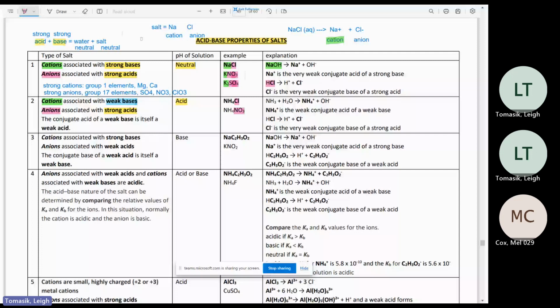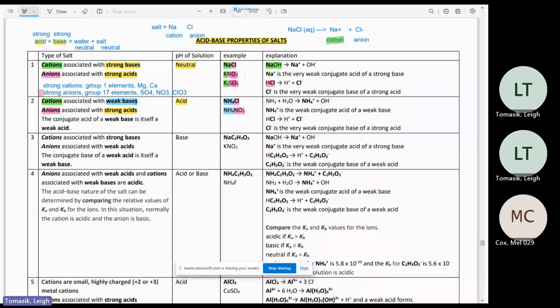So the Cl and the NO3, the Cl is from group 17, and the NO3 is from the strong anions list here. So the endings are all from the strong list, but the beginnings, they're not from our strong base list. They're not group 1 or 2 elements. This is ammonium, and ammonium is a polyatomic ion. It's not in our list of sodium, potassium, lithium, magnesium, calcium.